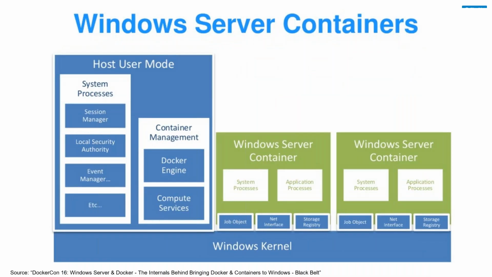So Windows Server containers look a lot like anything you would see in a container model for Linux, except it's just Windows. So your job objects, your namespaces, your storage, your registry, they all have individual hooks into the Windows kernel, and they sit side by side in user space. Now, this would be very similar. This would be process level isolation, just like you have in a Linux world.